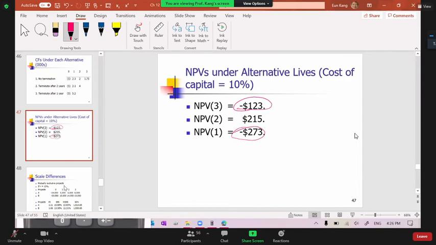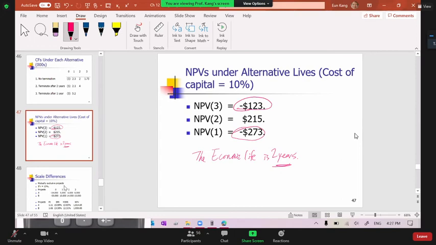So the economic life is 2 years. Right? Just like that. So if it is 4 year project, 5 year project, then what? You have to do every year, 1 year operation, 2 year, 3, 4, 5, separately, one by one.